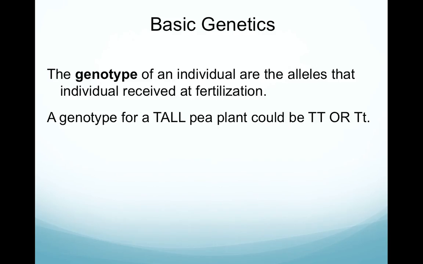The genotype of the individual is the genetic makeup of that individual. So it's all the alleles that the person receives at fertilization. For example, the genotype for a tall pea plant, remember tallness is dominant to shortness, could be either homozygous dominant, so two uppercase T's, or heterozygous, an uppercase T and a lowercase t.